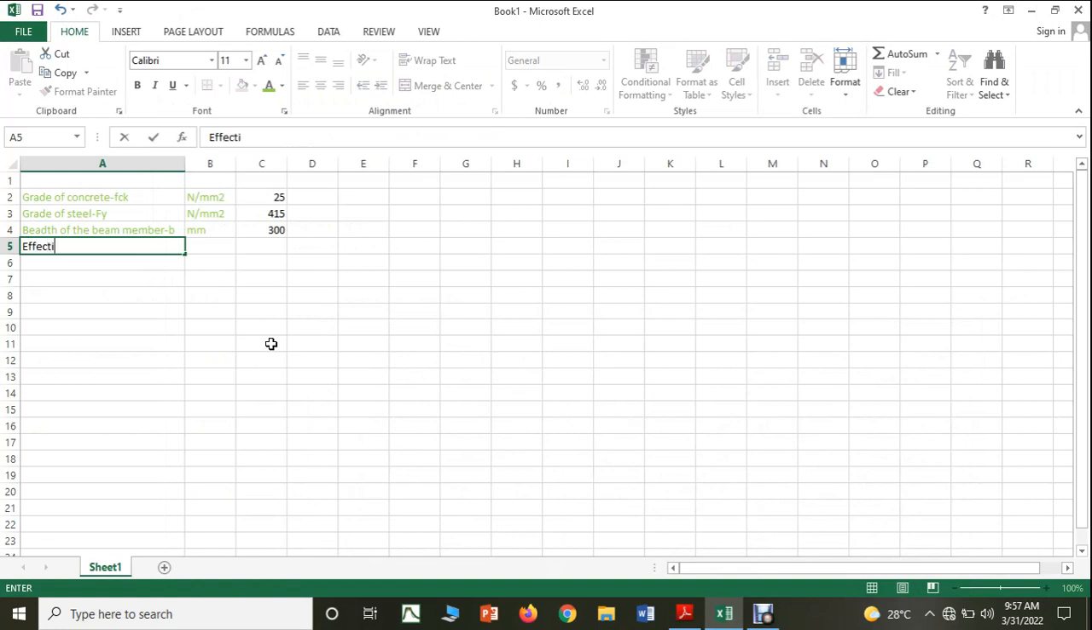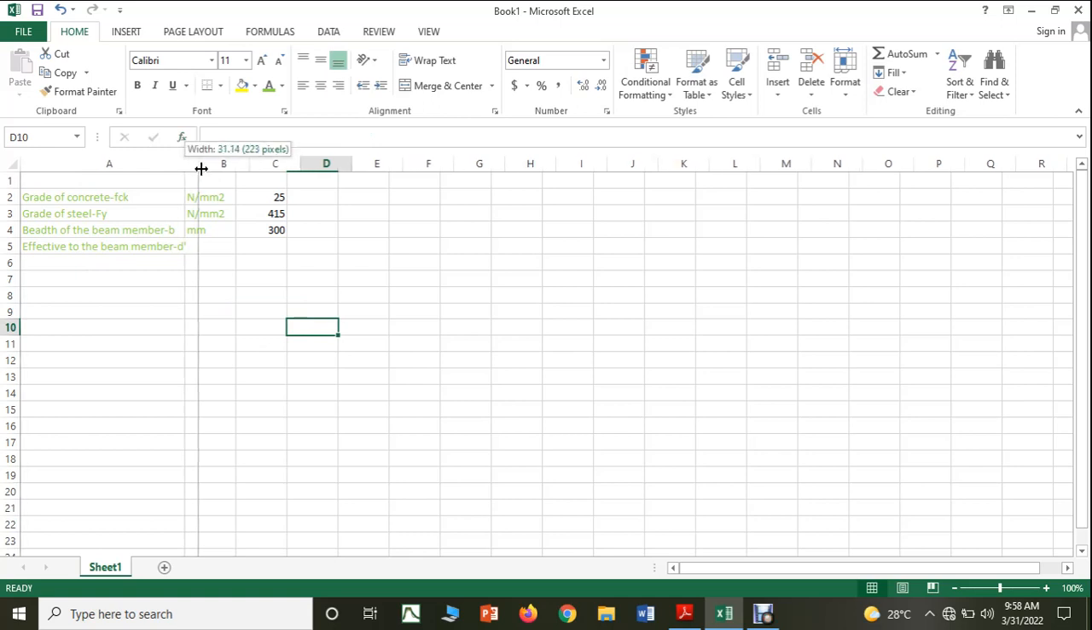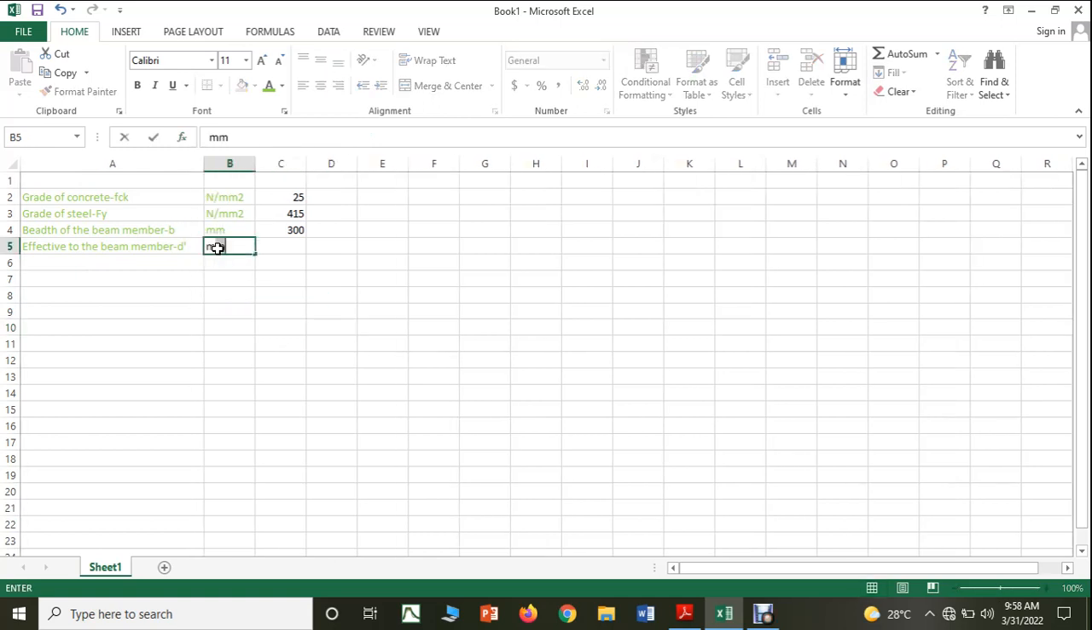the effective cover to the beam member. We give it as D dash. So the effective cover D dash will also be in mm. And usually we maintain 20 mm as the effective cover. Then therefore I will get the effective depth of the beam and the overall depth.